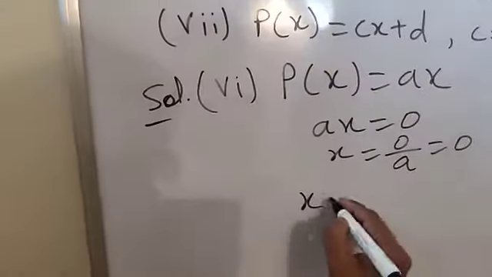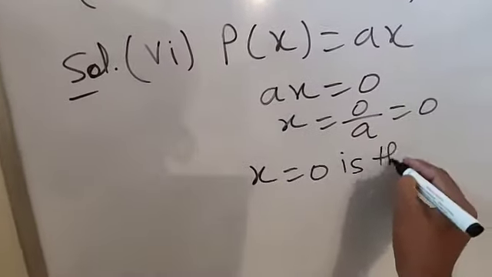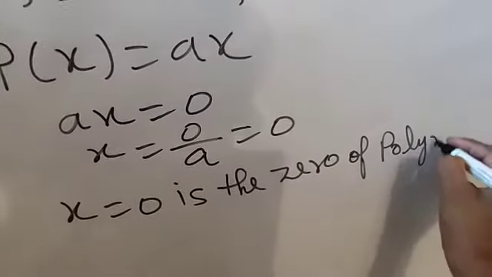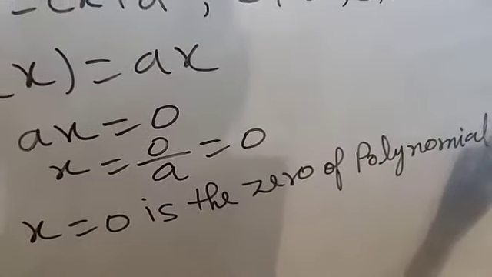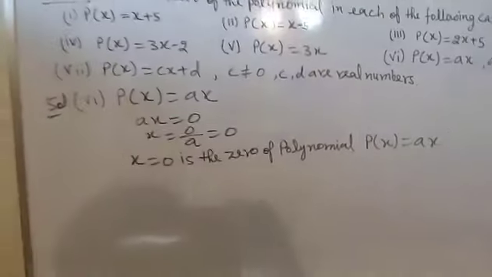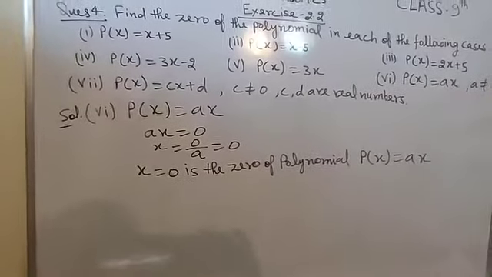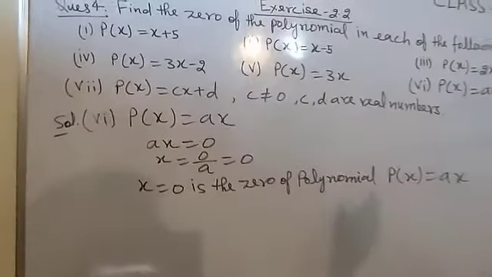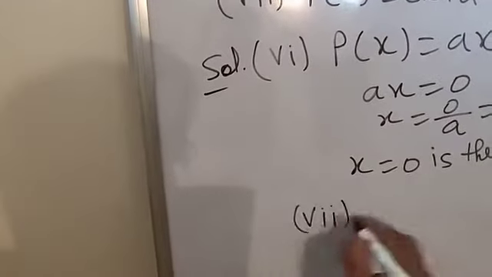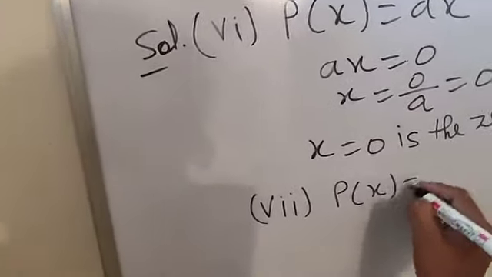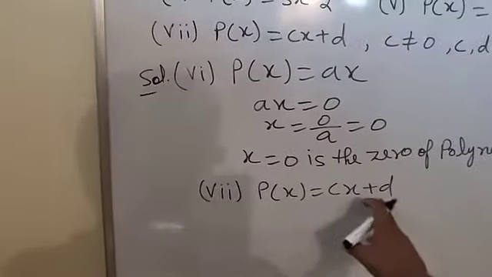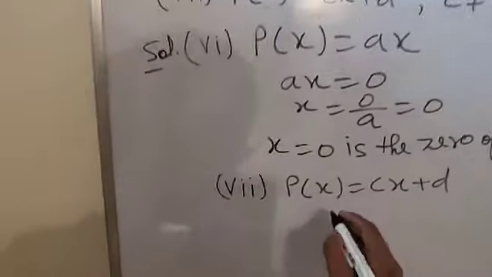So you can write x equal to 0 is the zero of polynomial p(x) equal to ax. Now I am going to solve the last part also, that is the seventh part. Polynomial p(x) equal to cx plus d is given. So here x shows that it is a polynomial in variable x. So again you need to find the zeros.